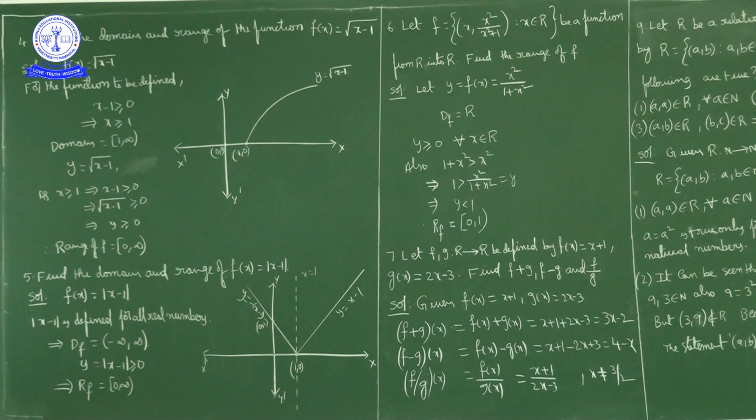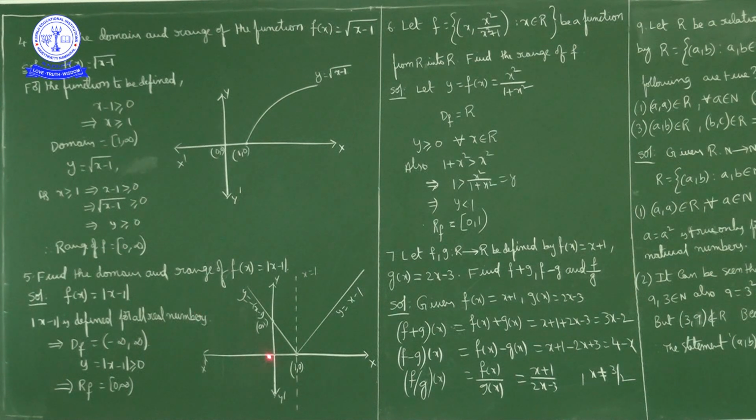Now already we discussed the mod x graph. The mod x graph will be something like this, a V-shaped graph, no? At the origin we will get 0, 0. Now the mod x minus 1 graph is nothing but simply shifting the mod x graph 1 unit right side. So y is equal to mod x graph will be like this. Y is equal to mod x minus 1 graph will be like this.